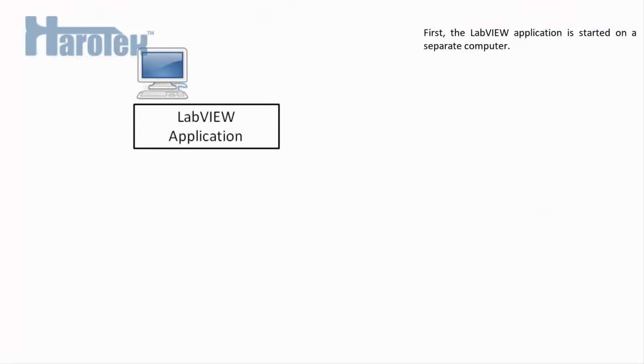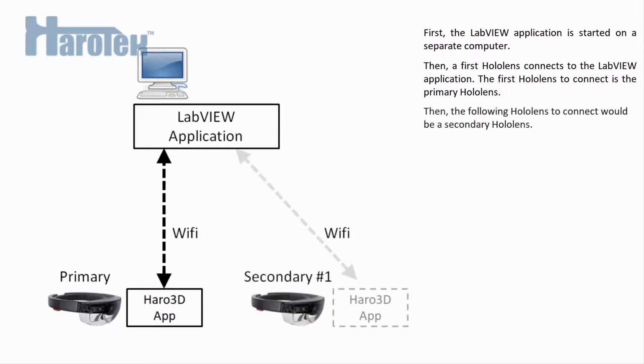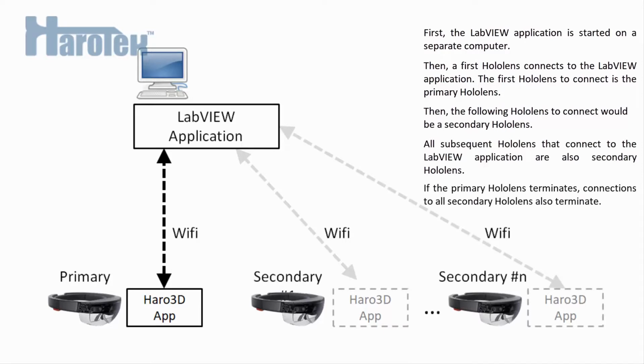First, the LabVIEW application is started on a separate computer. Then, a first HoloLens connects to the LabVIEW application. The first HoloLens to connect is the primary HoloLens. Then the following HoloLens to connect would be a secondary HoloLens. All subsequent HoloLens that connect to the LabVIEW application are also secondary HoloLens. If the primary HoloLens terminates, connections to all secondary HoloLens also terminate.